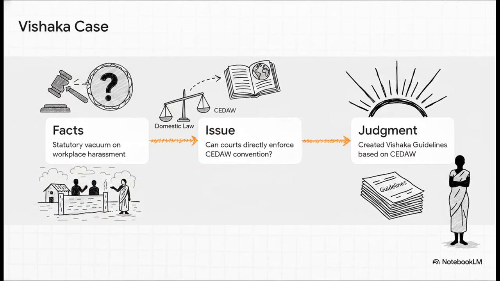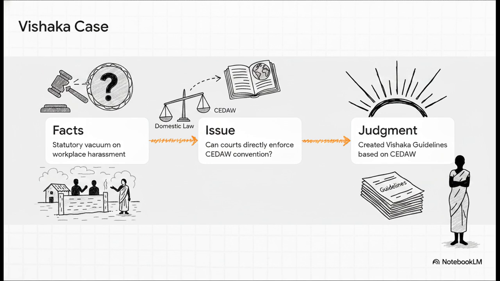Our second landmark is the highly historic Vishaka case. The facts here are tragic, but the result was legally transformative. A social worker in Rajasthan was brutally gang-raped as retaliation for her efforts to stop a child marriage. When activists sought justice, they hit a massive wall. There was a total statutory vacuum in Indian municipal law regarding the prevention of sexual harassment at workplaces.